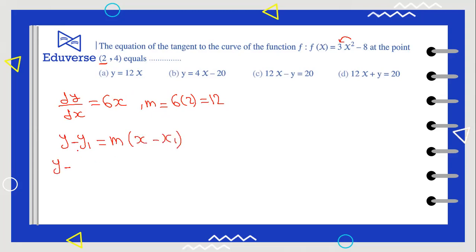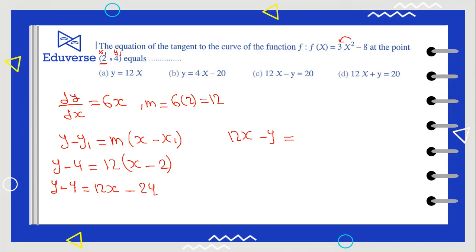Y is a constant minus y1. This point is x1 and y1. So y minus 4 equals the slope, 12, times x minus x1, which is 2. Expand this bracket: 12 multiplied by x is 12x, and 12 multiplied by 2 is 24. Simplify this equation: 12x minus y, and negative 4 goes to the other side.